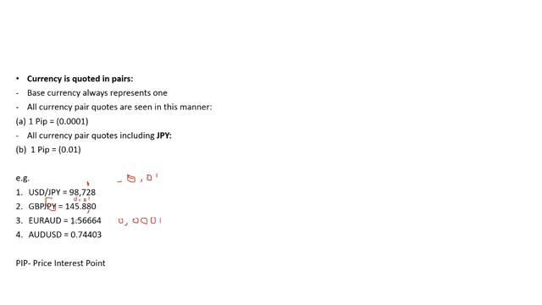0.0001. Here's our 1 pip. This is a pipette. We don't count it. We don't include this. It's a pipette, the very, very smallest. So here's our 1 pip.